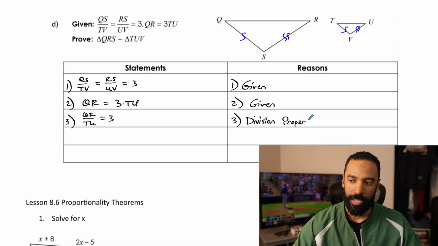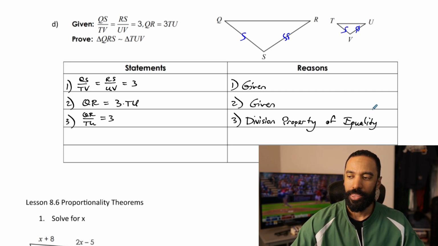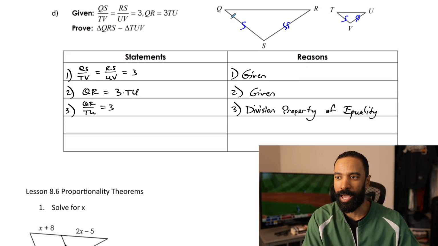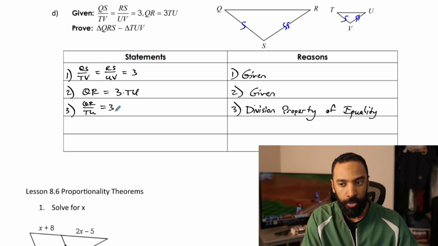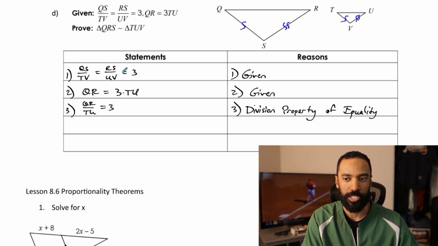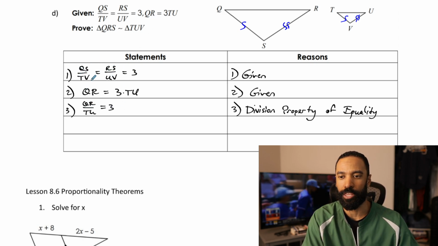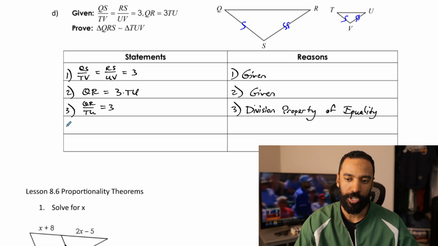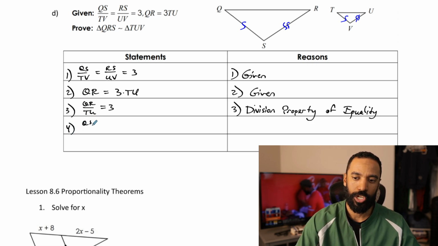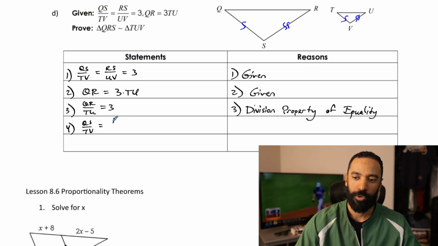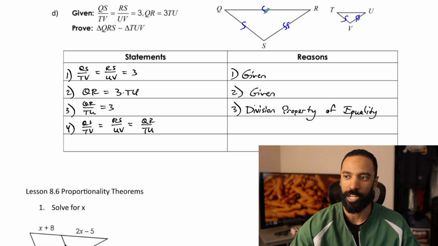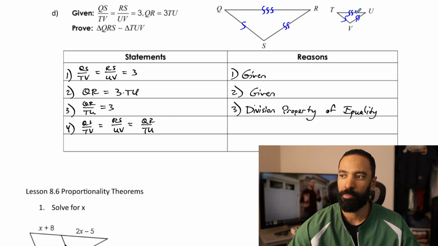Division property of equality. And I'm showing what now? That another part divided by its corresponding part is also 3. If these 2 sets divide to get 3 and this divides to get 3, then all of these must be in proportion with each other, as to say QS over TV equals RS over UV equals QR over TU. I'll even label it as such. Boom, boom, boom, boom, boom, boom.